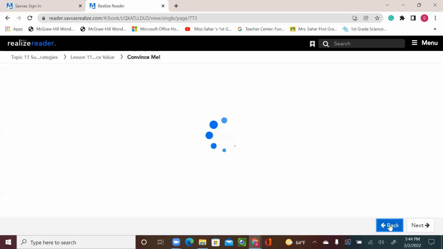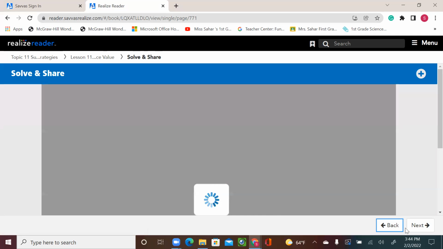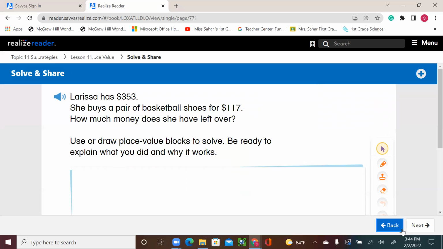Okay, let's go to that first exercise we have in your book, page 485. Larissa has $353. She buys a pair of basketball shoes for $117. How much money does she have left over? Use or draw place value blocks to solve. Be ready to explain what you did and why it works.